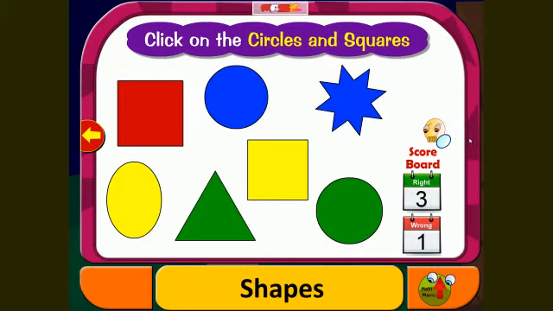Click on the circles and squares. Fabulous! It is a square. Correct! It is a circle.